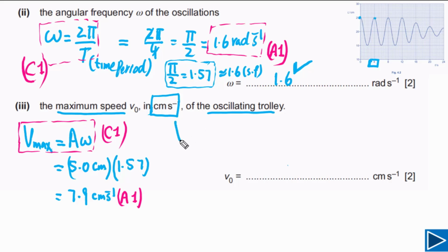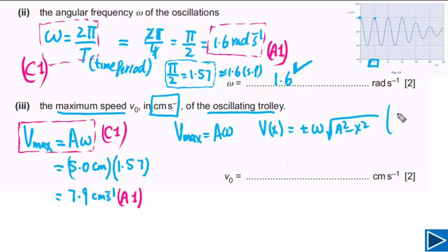Let's try to understand how we got this formula. Meaning, how do we know that Vmax is equal to A times omega? In the formula list, you can find V as a function of x. This is equal to plus minus omega times the square root of a square minus x square, and this is given in the formula list. On the third page you can find this formula. Now if you need to find Vmax, V is maximum at x equal to 0, meaning at the equilibrium position the speed is maximum.